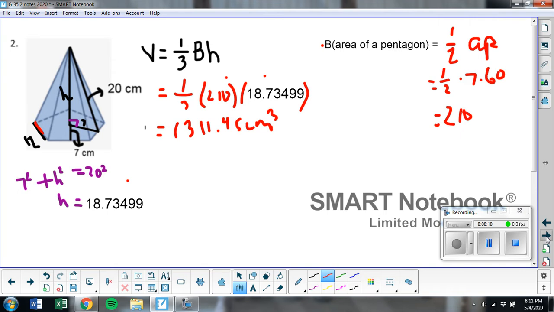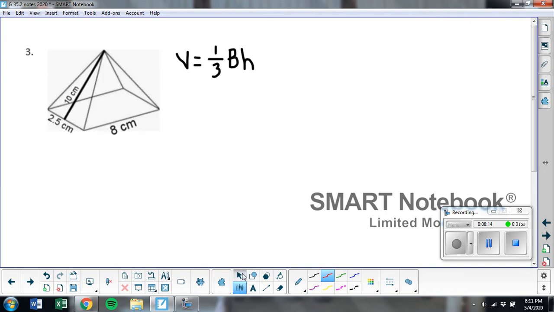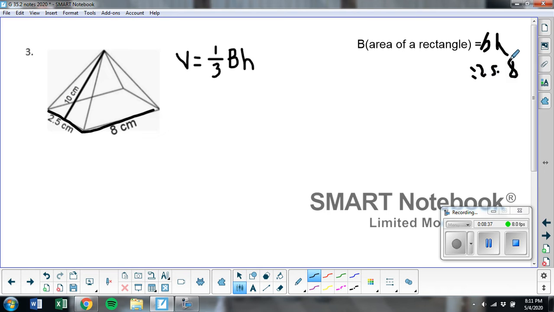All right. Number 3, I have my formula ready. Let's go ahead and do capital B, area of the base. Notice the base is a rectangle. We know how to find a rectangle. That's base times height. So for the rectangle, the area of the bottom is 2.5 by 8. 2.5 times 8 is 20. So the area of the base is 20.